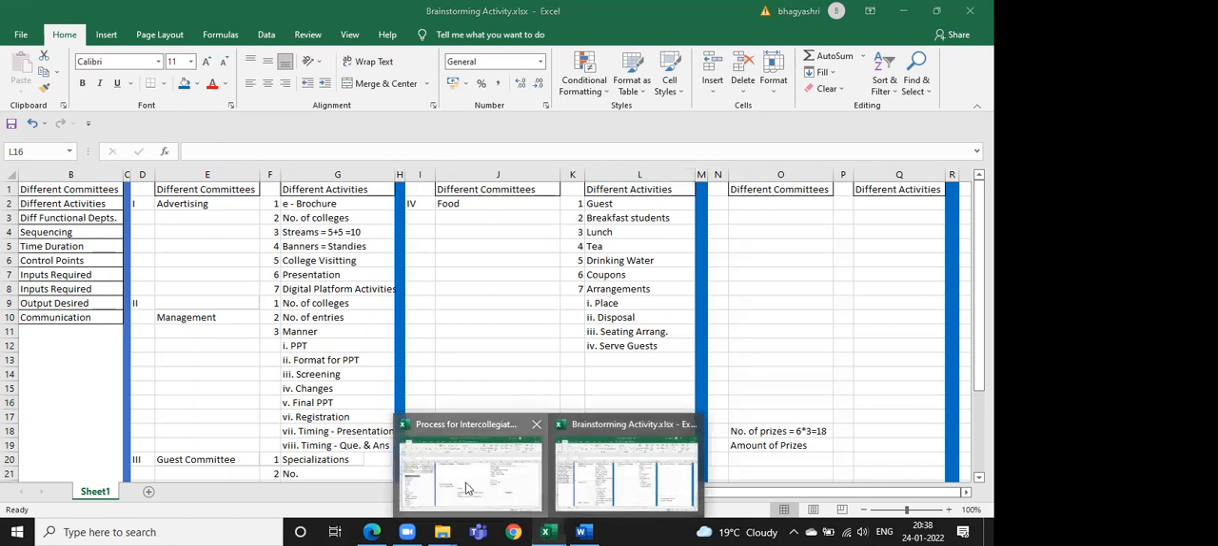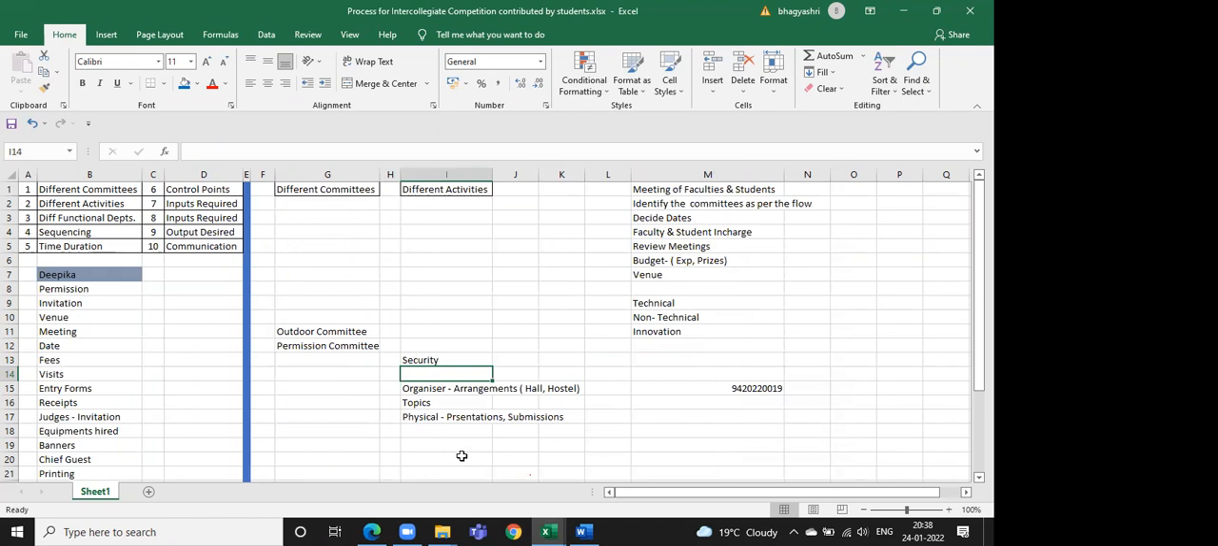Then once the food is taken care of, then outdoor committee. Someone spoke about the outdoor committee. What did you mean exactly by the outdoor committee? Can you all come up now? What did you have in mind when you said outdoor committee?